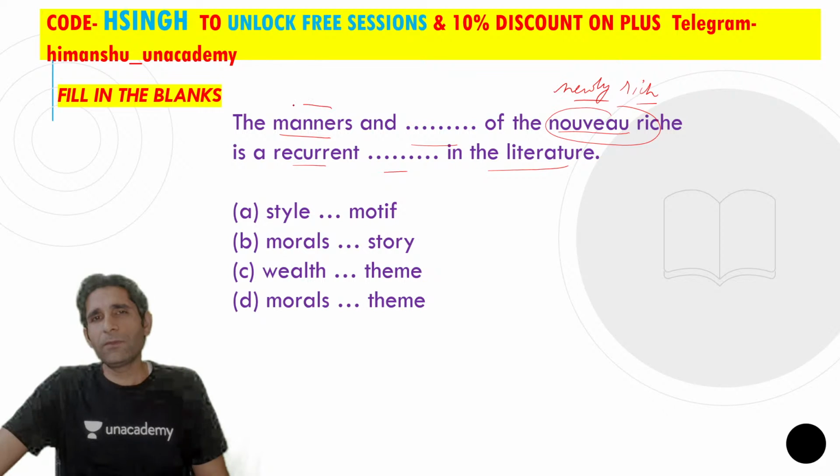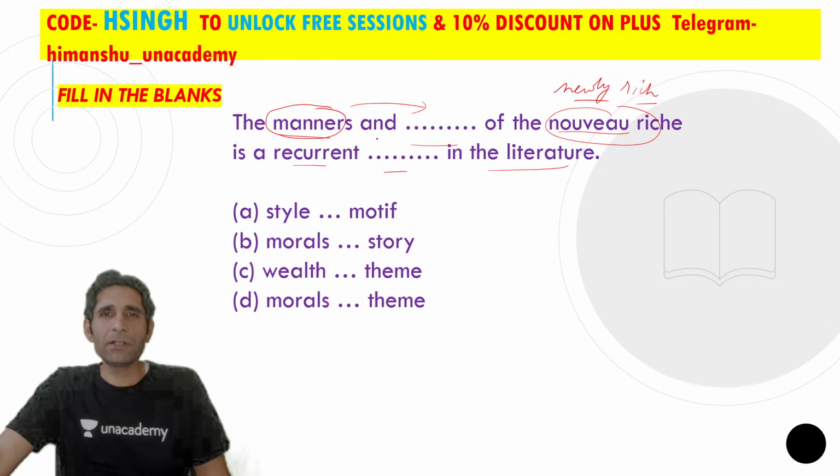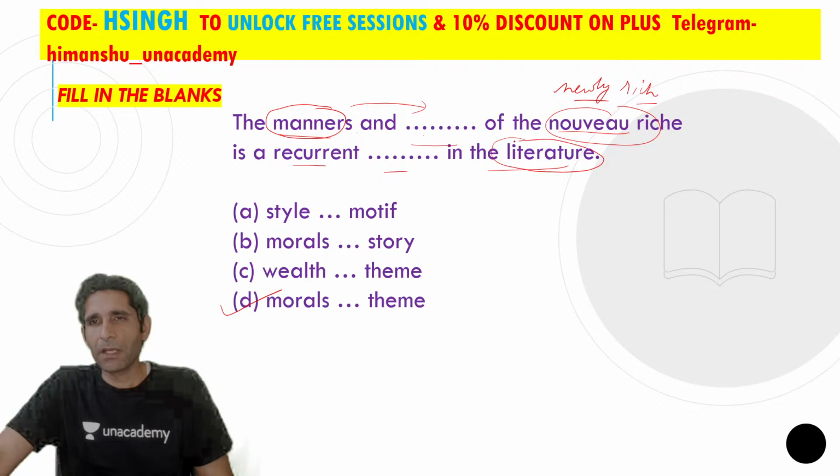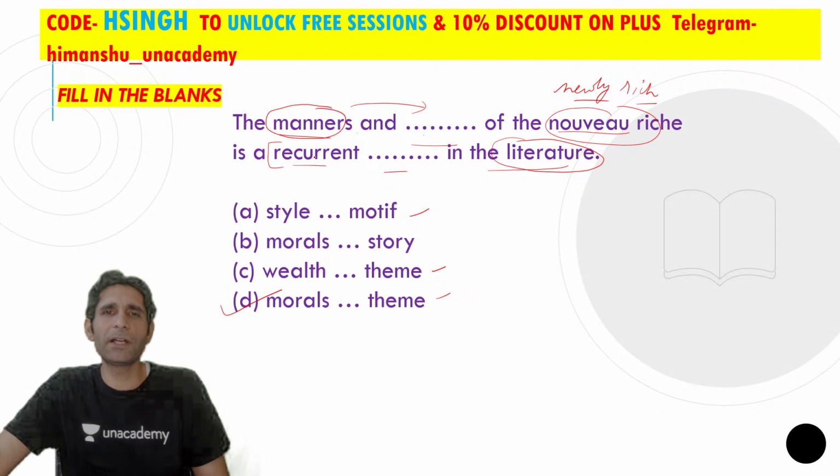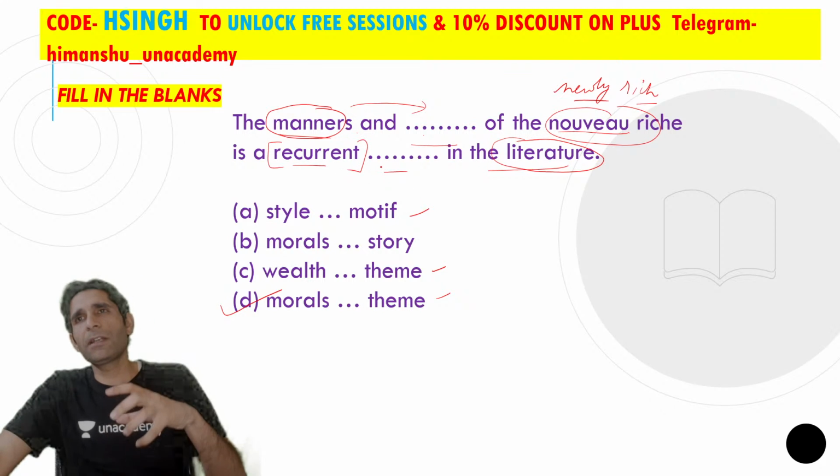So when I look at this word, the manners and dash, okay, it basically means the behavior. Now, behavior के लिए क्या combination बनेगा? Manners and morals. Manners and morals. And let me tell you a very easy way to do this question. आप देखो यहाँ पे word आ रहा है literature. अब एक चीज सोचो, literature में theme हो सकता है जो recurrent है या motive recurrent हो सकता है. देखो recurrent यहाँ पे word लिखा है. Recurrent basically something that repeats.